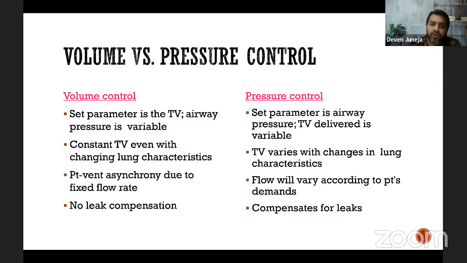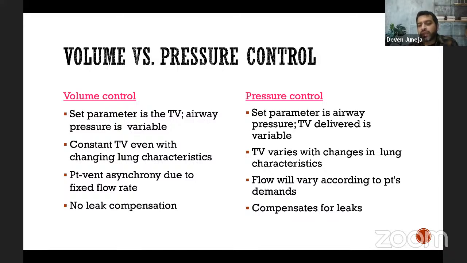In volume control, the set parameter is the tidal volume, and airway pressure is variable. This constant tidal volume is going to get delivered to the patient with each breath, irrespective of the lung dynamics. Even if the lung becomes stiffer, the ventilator will keep on delivering the same tidal volume which you have set. But the problem is that if the ventilator is delivering the same tidal volume, your pressures are going to be very, very high.